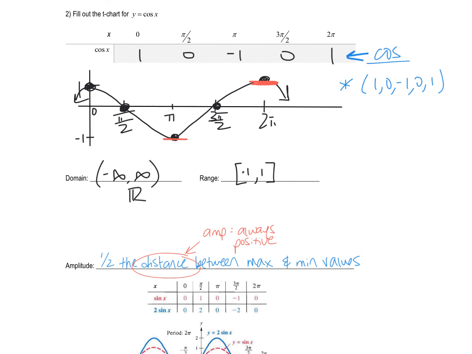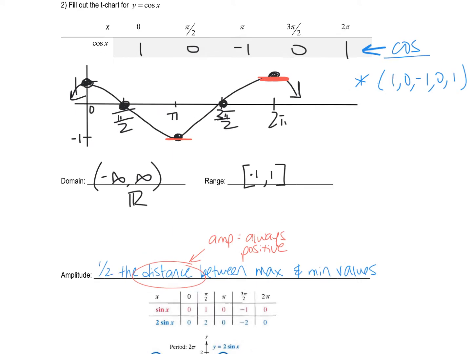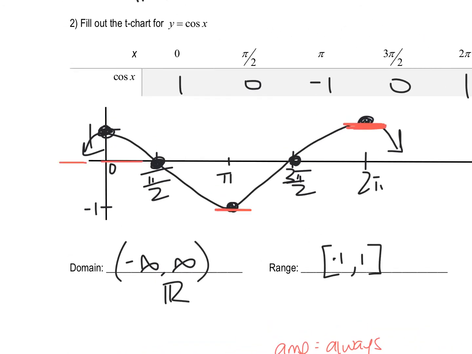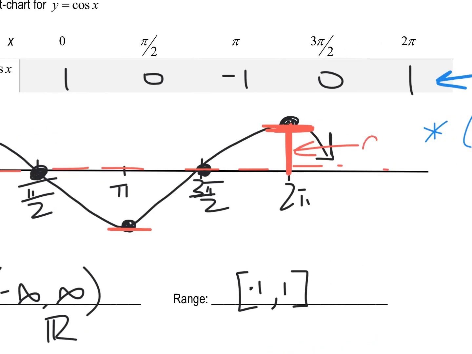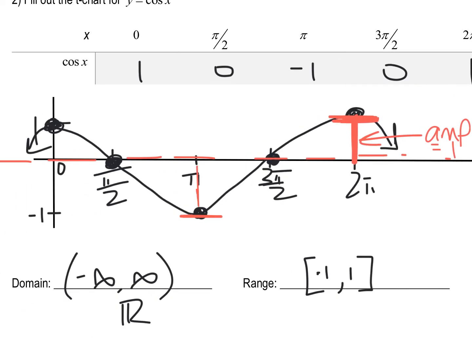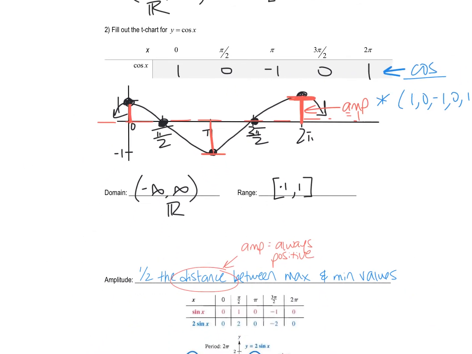And the way that I like to think about or look at amplitude is if you draw this dotted line here in the middle of your graph, the amplitude is the distance between that line and the top point. So this amplitude is 1. You could also look at it right here. The amplitude is 1 unit. It's the distance between the middle of the graph and the min or the max. 1 unit. And since it's a distance, it's positive.